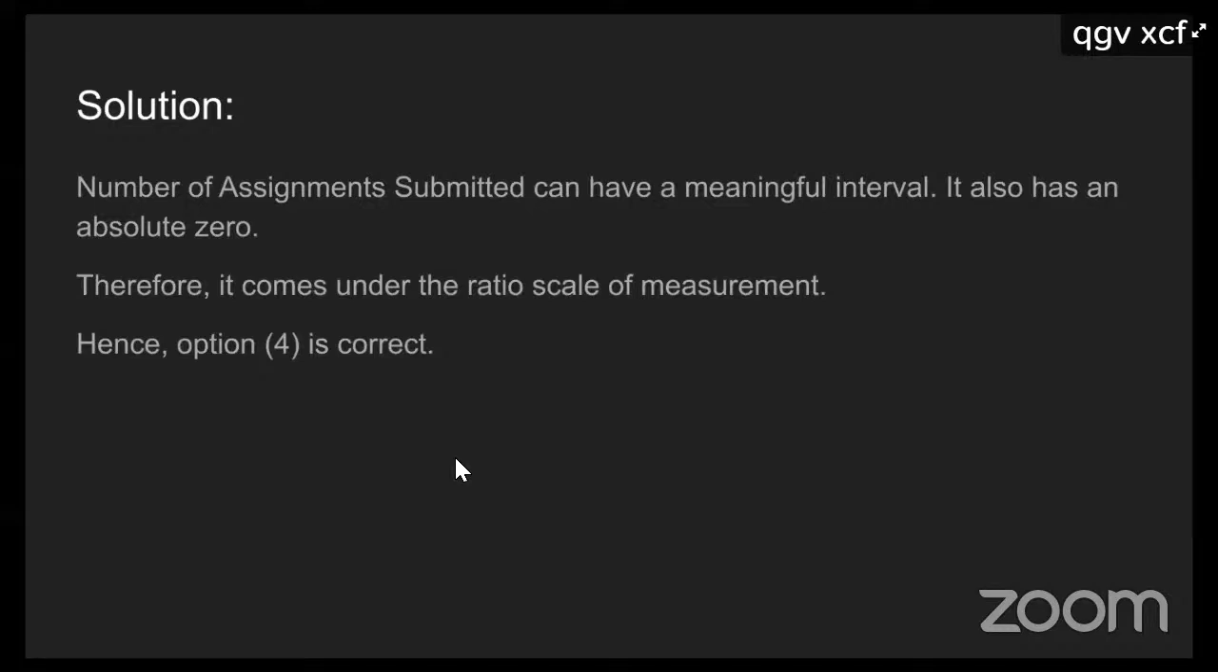Absolute zero means, suppose I'm saying 0 number of assignments, then 0 of things means absence of that thing. Suppose I'm saying 0 pens, it means there is no pen. Suppose I'm saying 0 assignments, that means there are no assignments. That is the meaning of absolute zero. If the absolute zero property is fulfilled, then it comes under the ratio scale of measure.